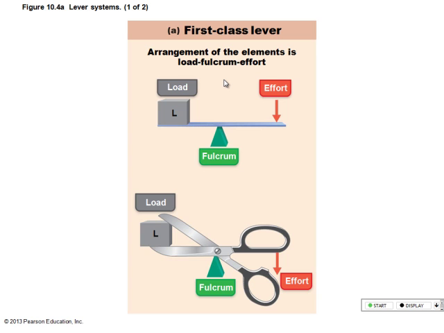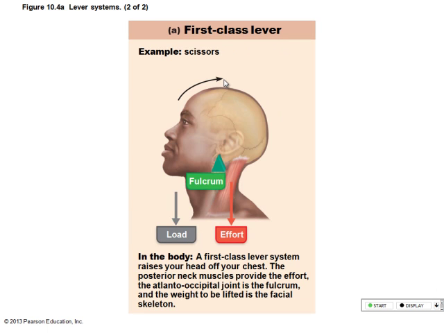A scissor is a first-class lever system. And when we look at your body, here's an example of a first-class lever system.